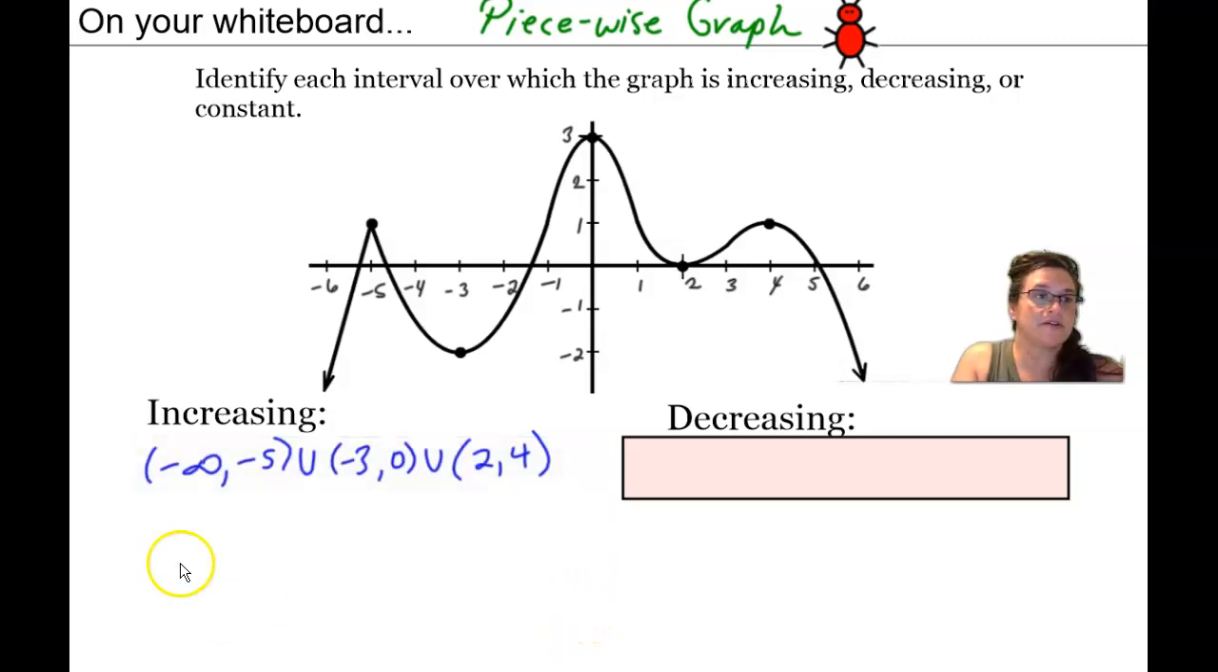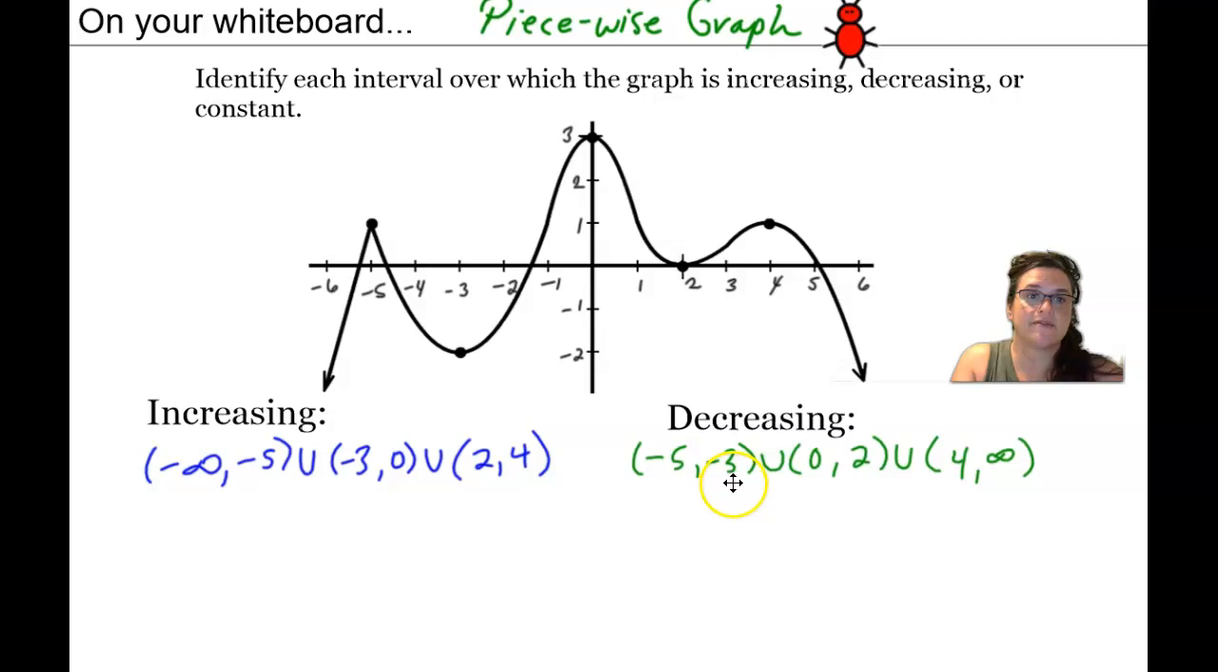This piecewise function is increasing over the interval negative infinity to negative 5, union negative 3 to 0, union 2 to 4, and it is decreasing over the intervals negative 5 to negative 3, union 0 to 2, union 4 to infinity. Okay, you want to double check your notation. All of these intervals should be parentheses only, no brackets. The intervals do need to be listed in order from least to greatest as you read the graph from left to right, and multiple intervals need to be joined with union symbols in between.